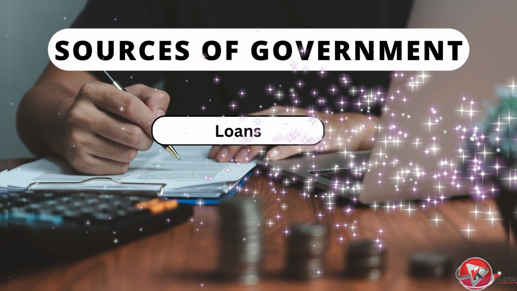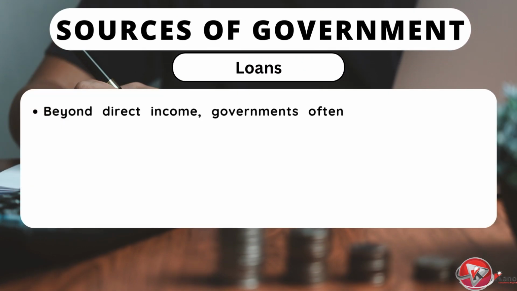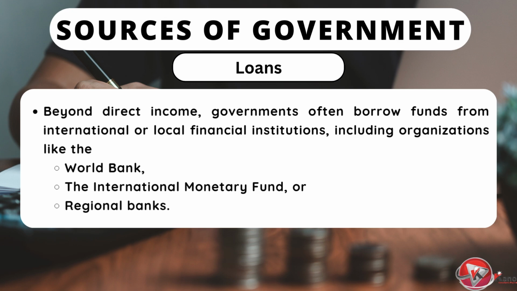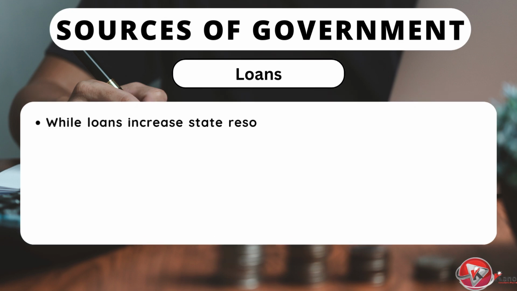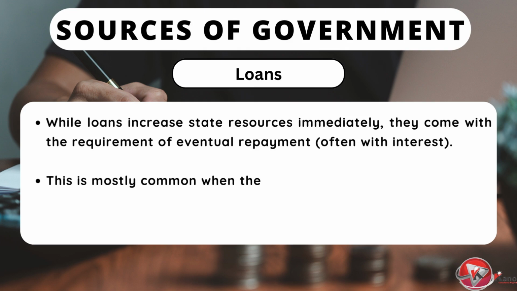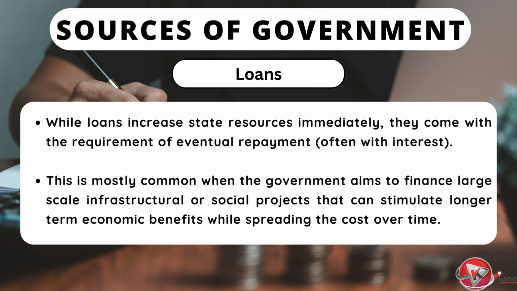Another source of government income is through loans. Beyond direct income, governments often borrow funds from international or local financial institutions, including organizations like the World Bank, the International Monetary Fund, or regional banks. While loans increase state resources immediately, they come with a requirement of eventual repayment, often with interest. This is mostly common when the government aims to finance large-scale infrastructural or social projects that can stimulate longer-term economic benefits while spreading the cost over time.